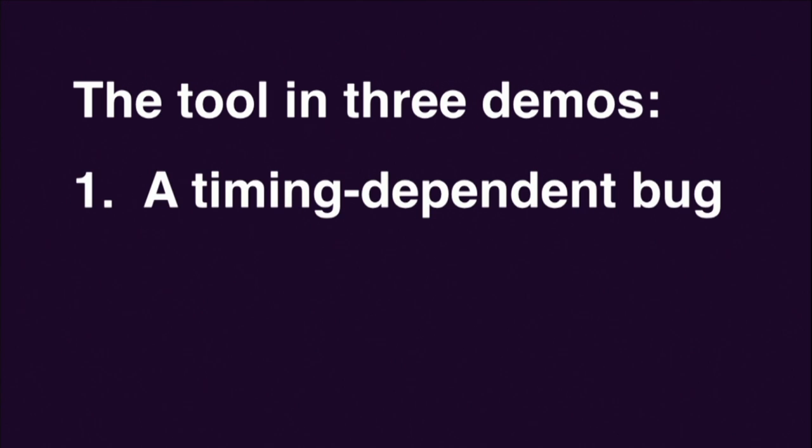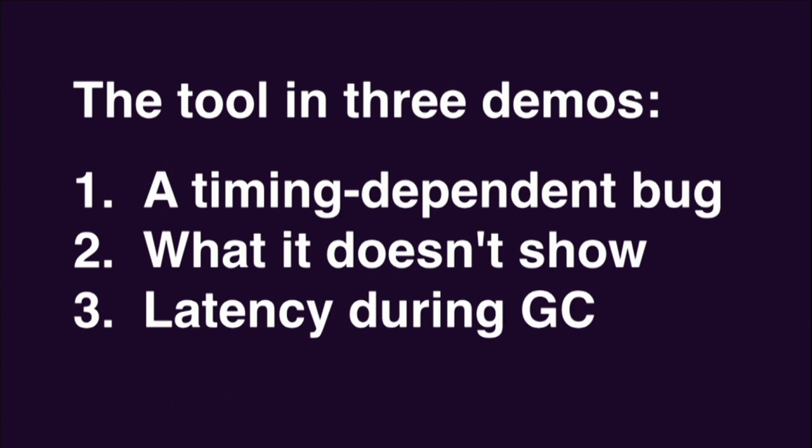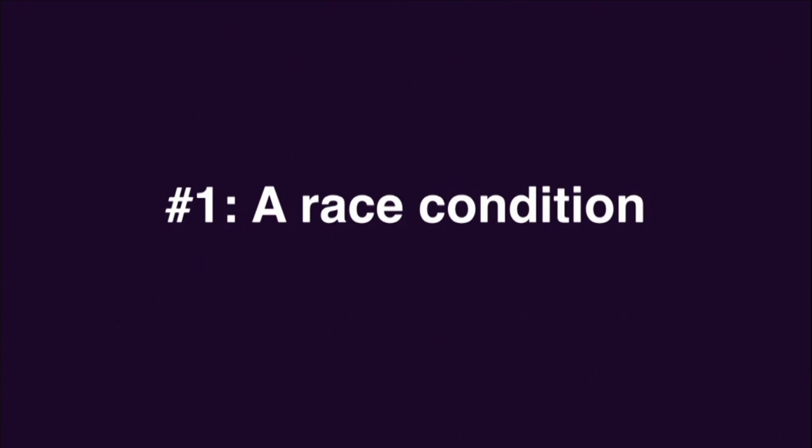So the first demo is on diagnosing a timing-dependent bug. For the second one, I want to make it clear what it doesn't show. This won't replace all of the Go tools that you use. This will complement them and allow you to look at your programs and understand what they're doing in a different way. And finally, I want to talk about latency during garbage collection and what that might look like in your applications and where it might pop up.